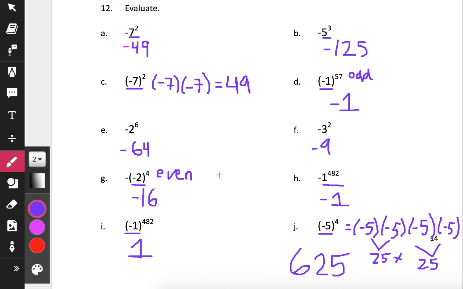So when you're evaluating expressions with an exponent, pay close attention to whether or not there's parentheses, because that's going to determine what the base is, what you're multiplying by itself.